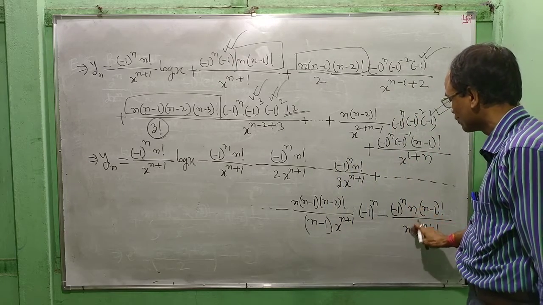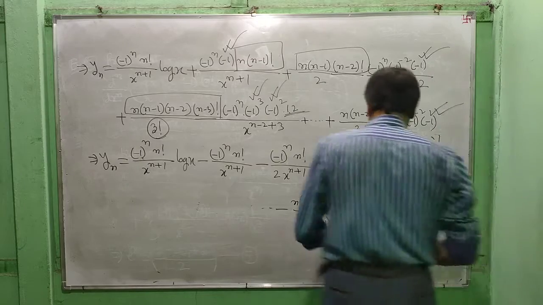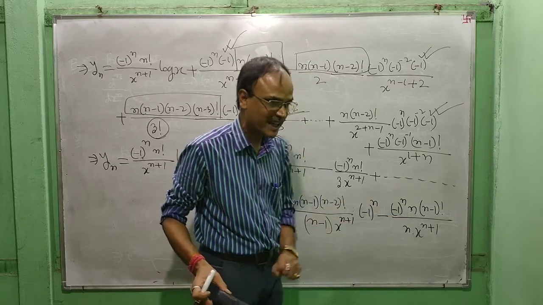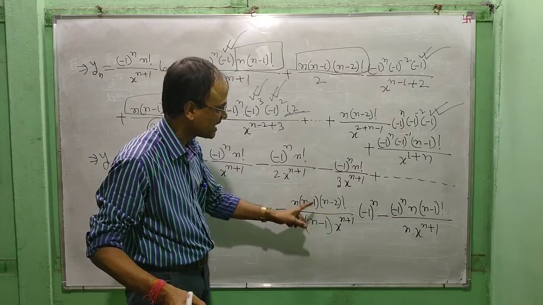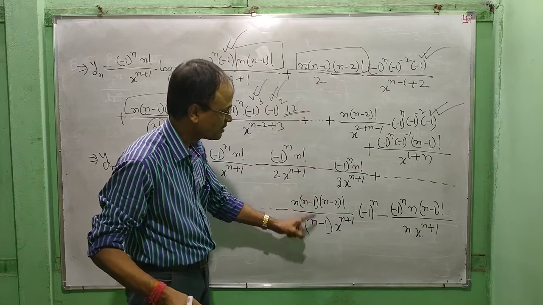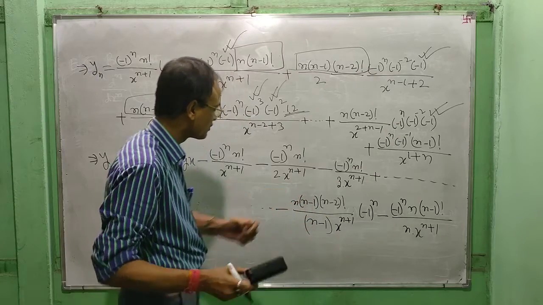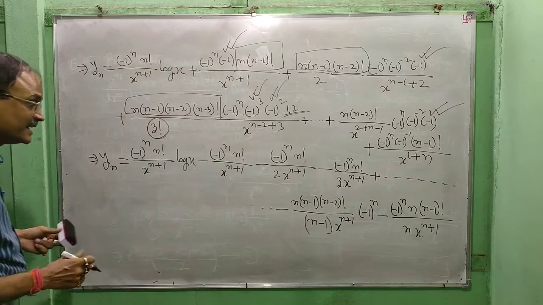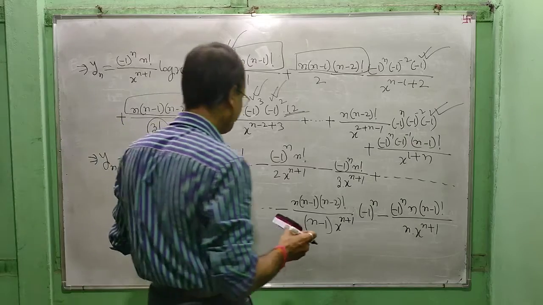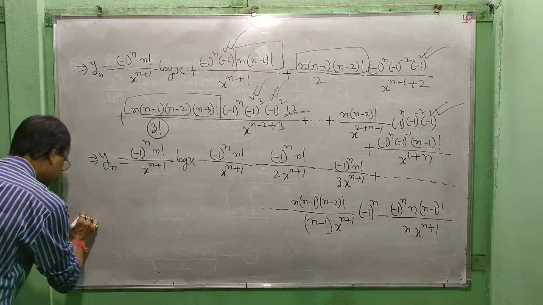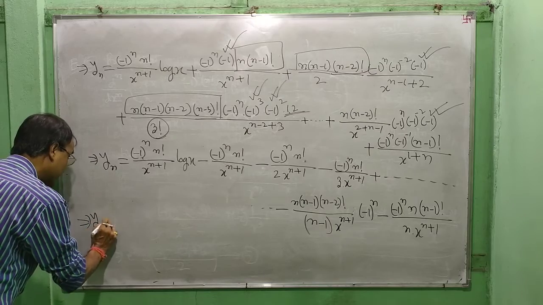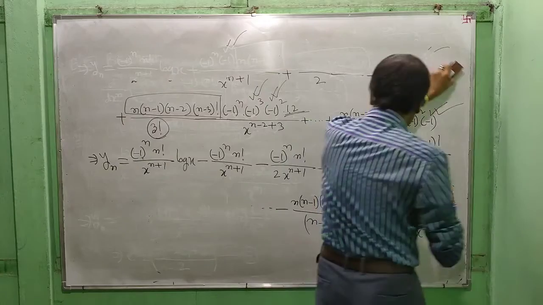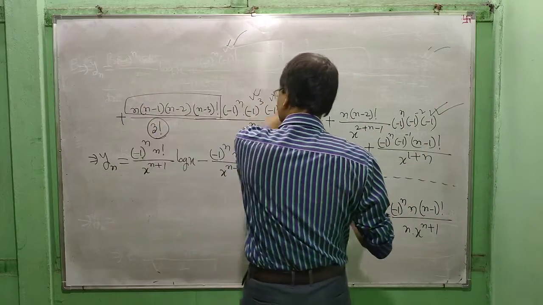You may write like this. Multiply numerator and denominator by n. And in the last step we have multiplied numerator and denominator by n. And in the last but one term we have multiplied numerator and denominator by n minus 1. Now this means you will get here yn. I should write here.